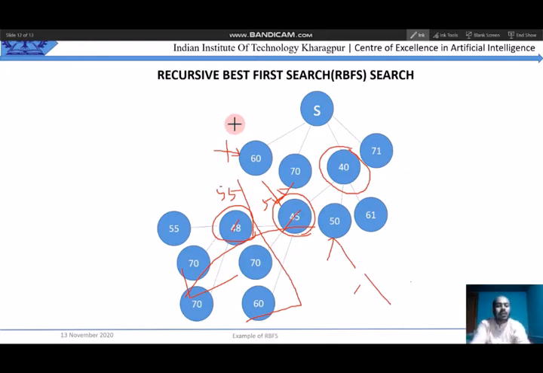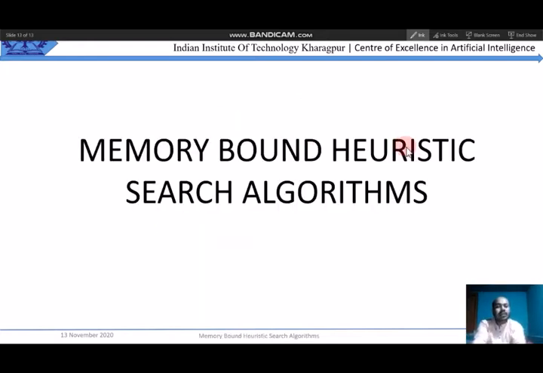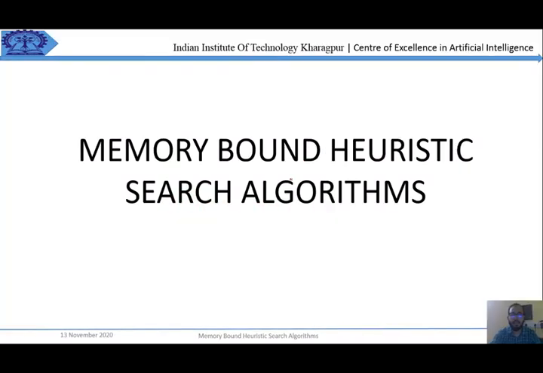So next part, the memory bounded heuristic search will be described by my friend Anupam. Hello everyone, my name is Anupam Boythakur. In this presentation, I am going to speak about the memory-bound heuristic search algorithm.